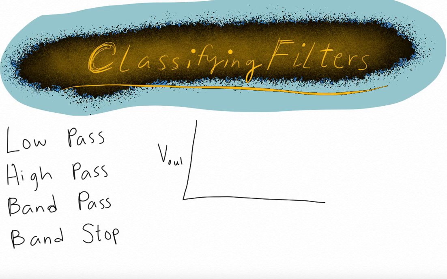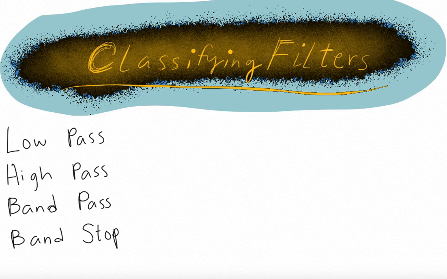Then let's talk about bandpass. Bandpass is when it blocks both low frequencies and high frequencies, but it passes the frequencies that tend to be somewhere in the middle. And then band eliminator, or band stop, is the opposite of bandpass, where it passes low frequencies and high frequencies, but somewhere in the middle, it is blocking that frequency.